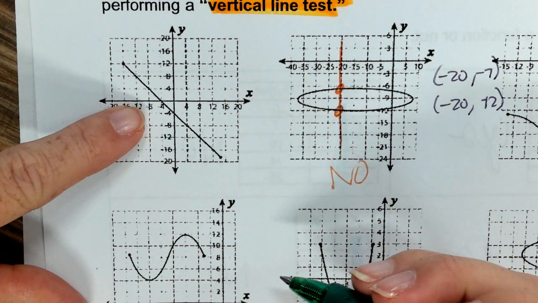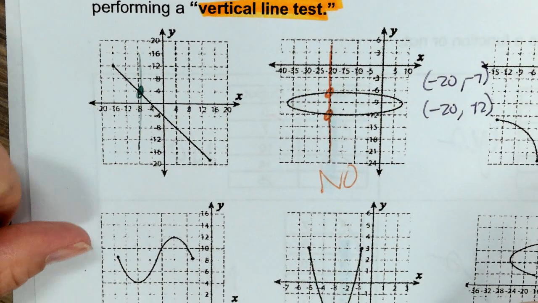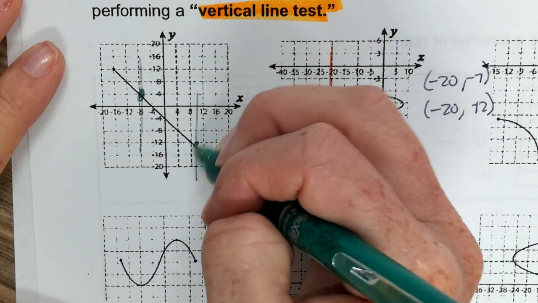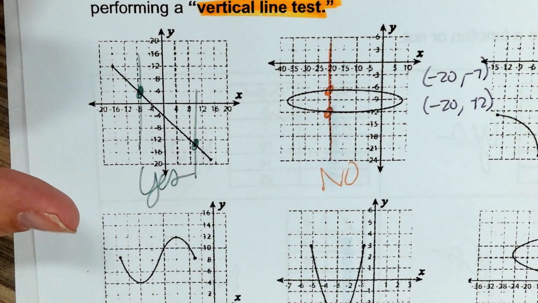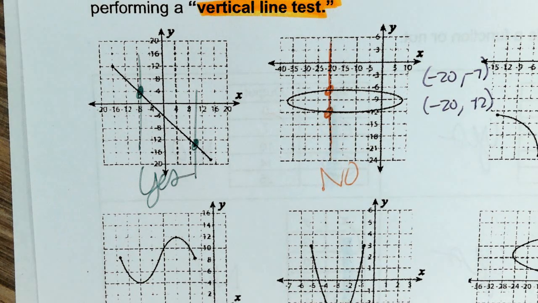What about this one? If I draw a vertical line, how many times does it touch? You can draw as many vertical lines as you want, but they can only touch once. If I draw it here, how many times does it touch? So yes, this is a function. We don't need the numbers on them. We just need to put a line through it and see if it touches the picture once. If it touches more than once, it's no.